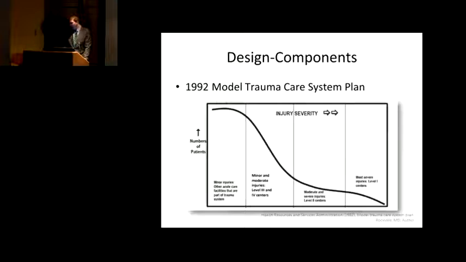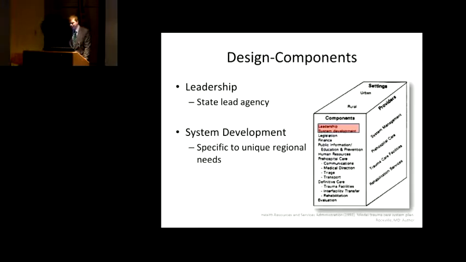The concept is that trauma care should be community-based rather than trauma center-based, and there should be plans for all populations incorporating the unique needs of the society and the region in that area. The design components that they talk about are multiple, and I'm going to talk about each one of them.